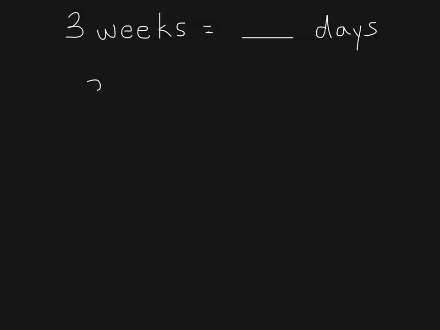So once again, I'm going to rewrite this as 3 times my unit. So 3 weeks is the same as 1 week plus 1 week plus 1 week, or 3 times 1 week. And then I'm going to substitute in my equation the number of days.